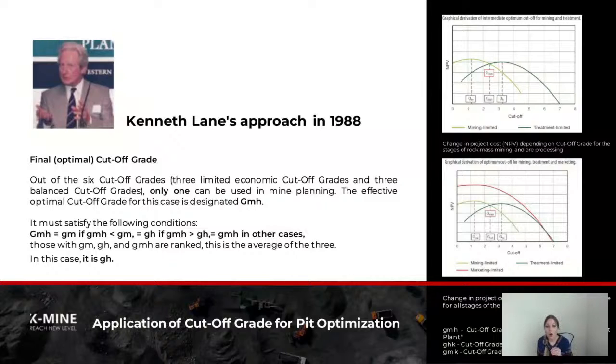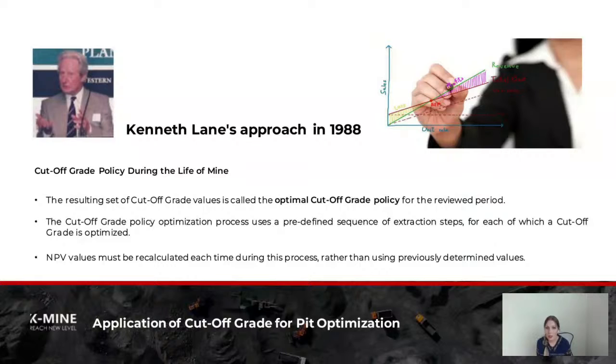And to determine the optimal cutoff grade, we do not really need to build curves, although they are very clear and mathematically justified by Lane. But it is enough to rank the 3 cutoff grade values for each of the 2 stages of the mining process and choose the average values. So the resulting set of cutoff grade values is called the optimal cutoff grade policy for the reviewed period.